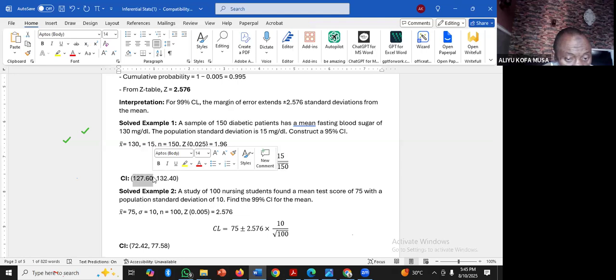a confidence interval, we say, is a range within which the true value is lying. Then you subtract. For the first one, you subtract: 130 minus 1.96 multiplied by 15 over the square root of 150. It will give you this value. Then the second value is 130 plus 1.96 multiplied by 15 over the root of 150. You get this value.